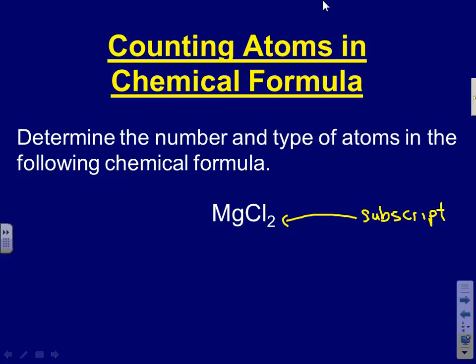There's 2 chlorine atoms. Notice here that there isn't a subscript beside the magnesium. What does that tell us? What does it mean if there isn't a subscript? There's only 1. So there's 1 magnesium.